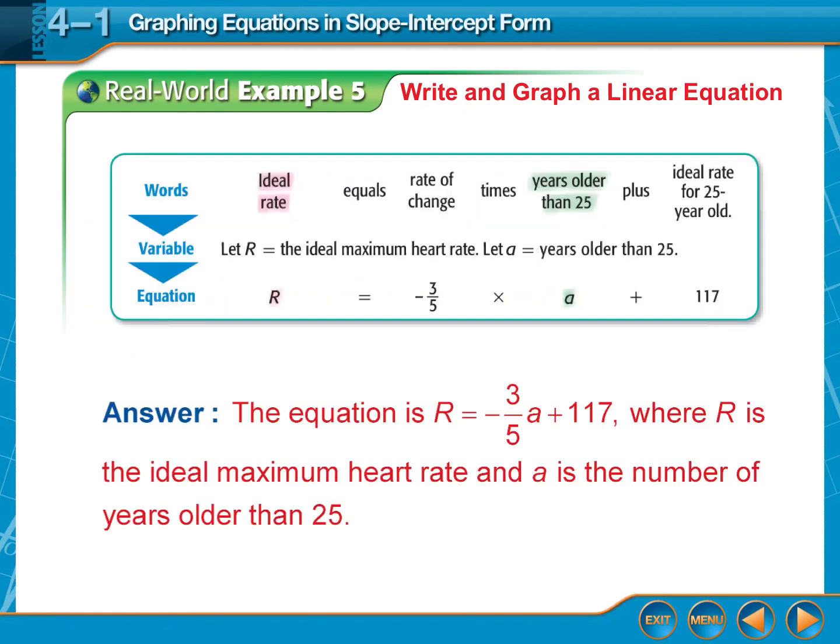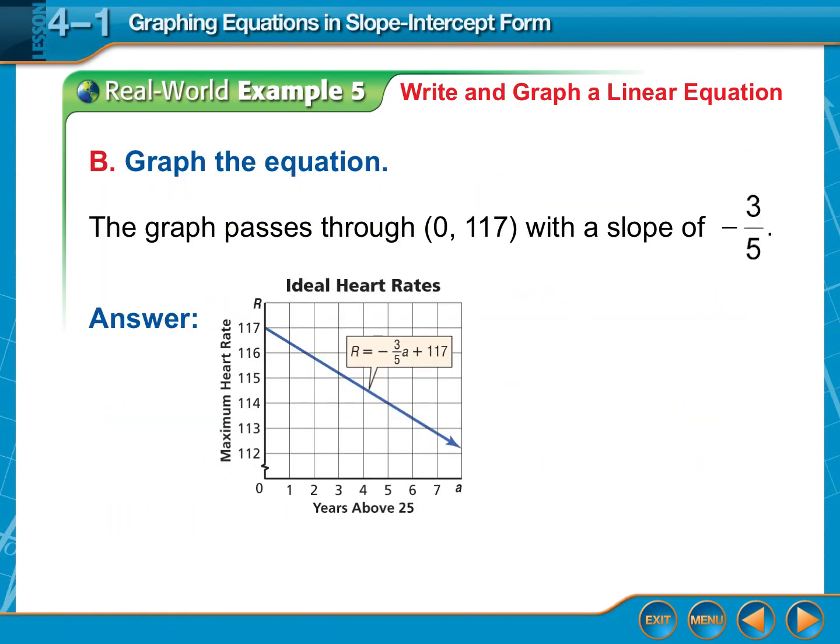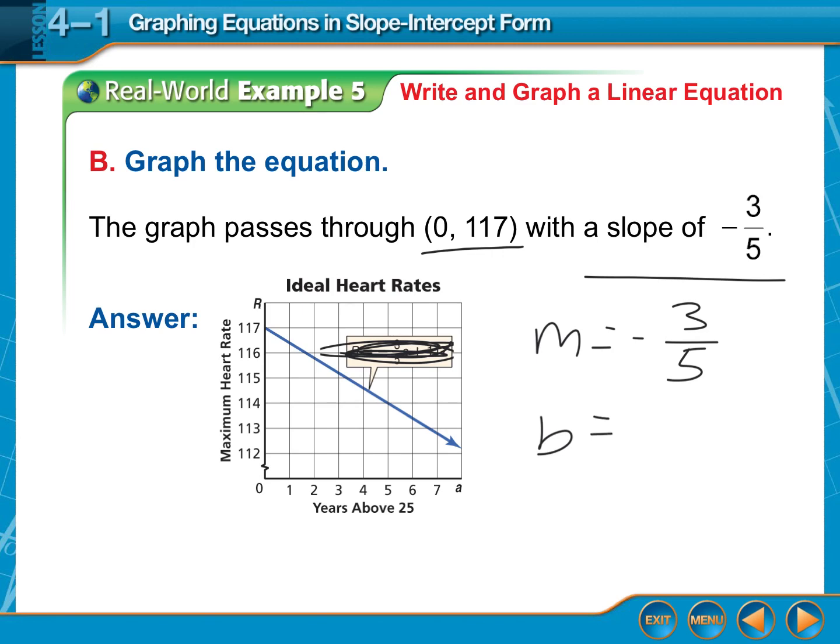Let me look at what we've got left here. If it gave us this point and the slope, the slope we know is negative 3/5, but what's our y-intercept? It's 117, right? Because what does this give us? That's your x and your y. This gives x, so 117 is y. Yep, so this would give us our y-intercept.